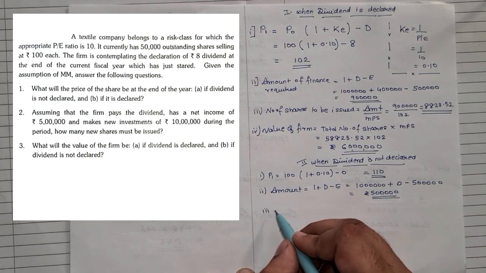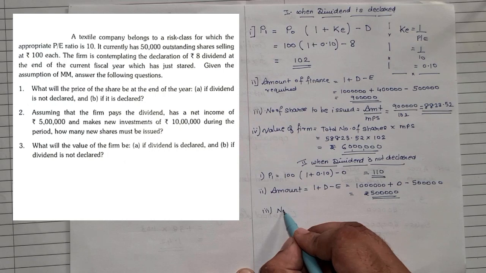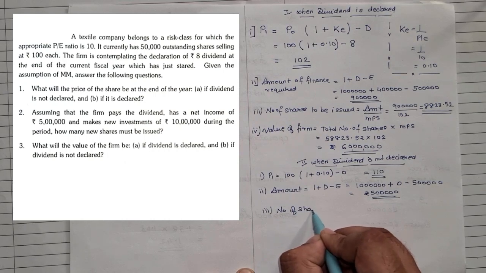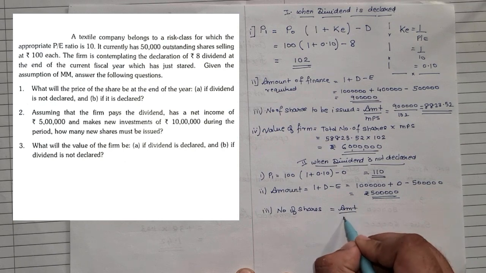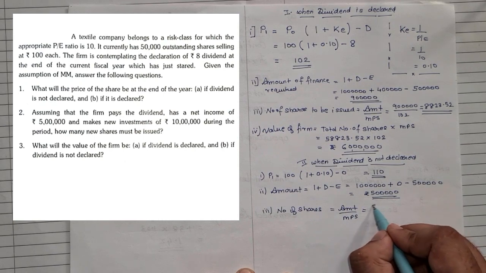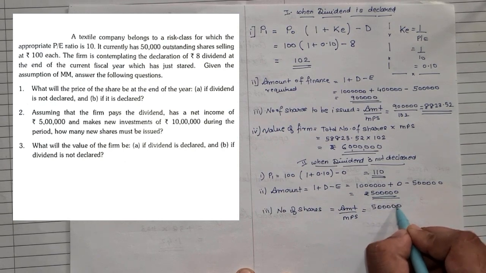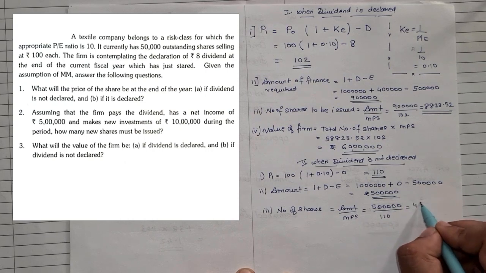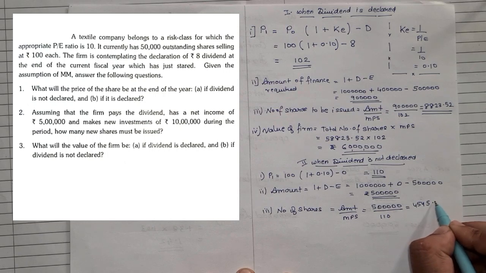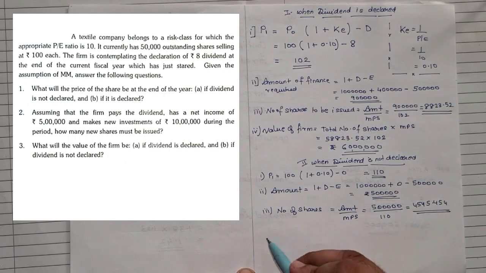Thirdly, once I get the amount required, I can find the number of shares. So the number of shares to be issued will be amount divided by the market price. So that will be 5 lakh divided by 110. So our value will be 4,545.454.